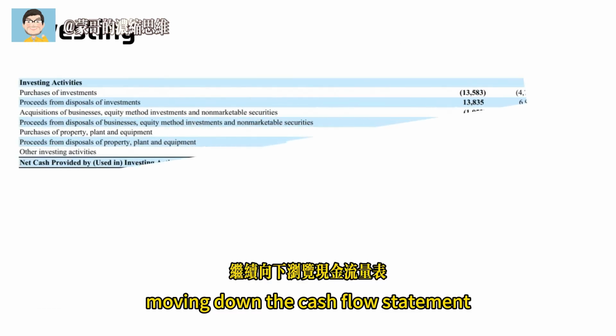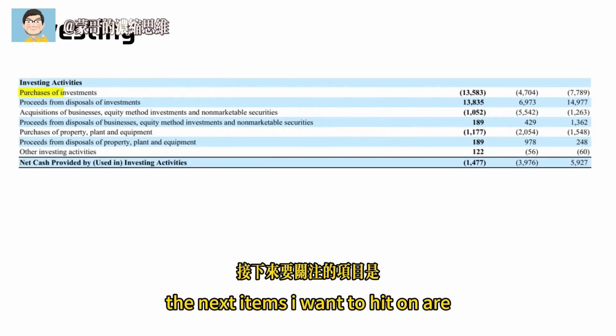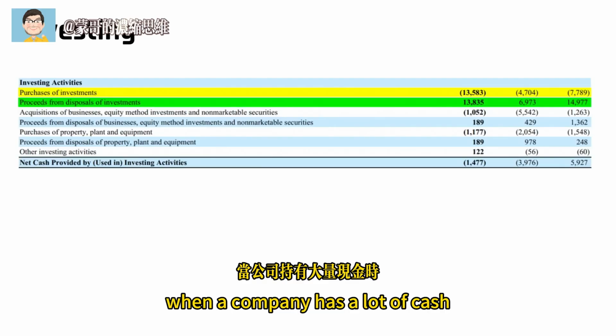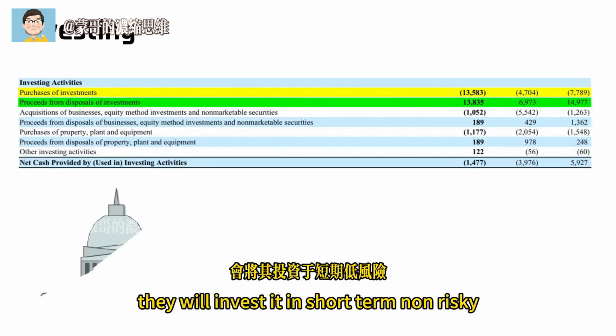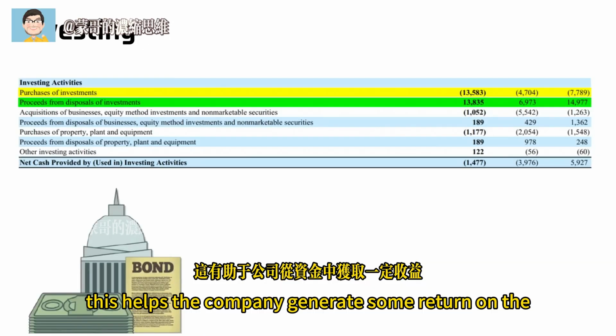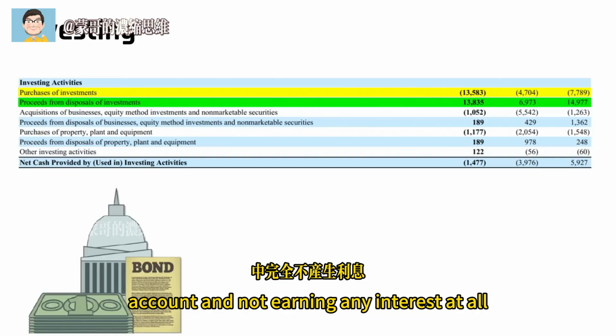Moving down the cash flow statement into the investing activity section, the next items I want to hit on are purchases of investments and proceeds. Typically, when a company has a lot of cash, they will invest it in short-term, non-risky investments such as short-term government bonds. This helps the company generate some return on the money instead of just having it sitting in a bank account and not earning any interest at all.